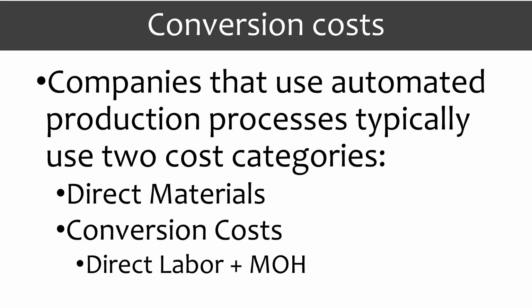Companies that use automated production processes typically use two cost categories: direct materials and conversion costs, which are direct labor and manufacturing overhead. They typically do not have much direct labor because the process is largely automated.